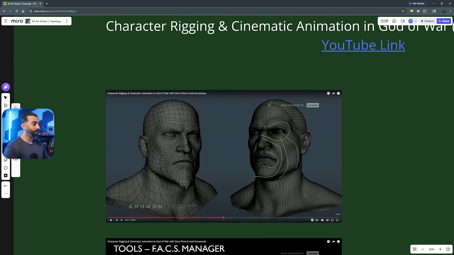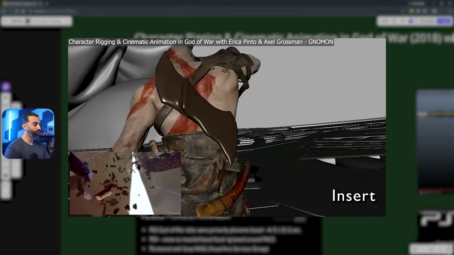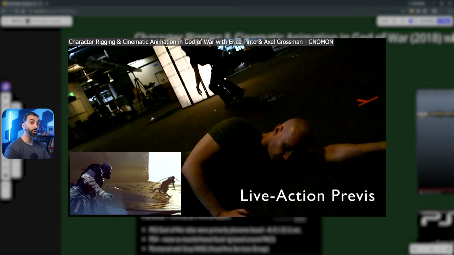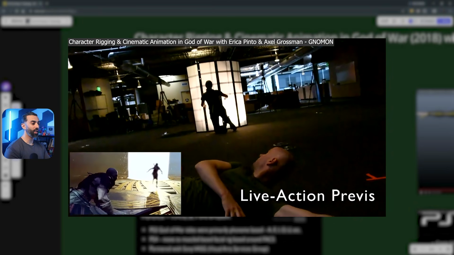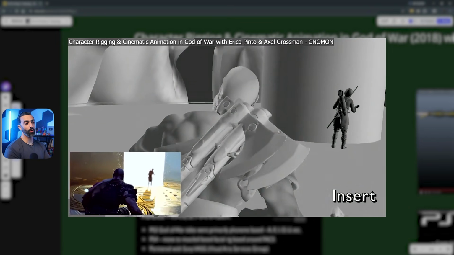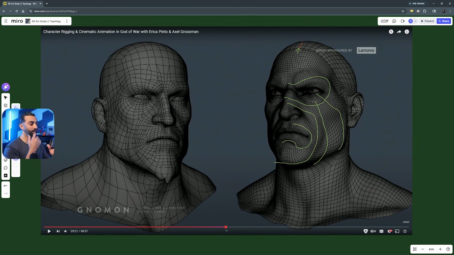And here we see the character rigging and animation. This is from a YouTube video that I pulled from a talk with Noman. And they talk about the process of going from the original God of War and what they had to do to make it cinematic and update it for the PS4 and then eventually the PS5. I mean, looking at this, this single image tells a massive story.